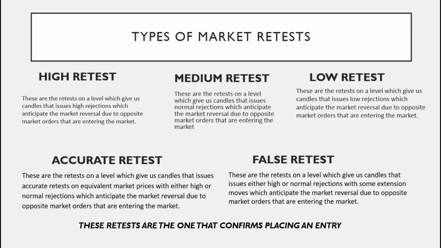Our last retest is the false retest. This is the major retest that gives many traders a big problem. It's where emotions start coming through and they end up losing more money in the marketplace. On this false retest, the candlesticks also have high or normal rejections, but with some extension. You'll understand this, guys.